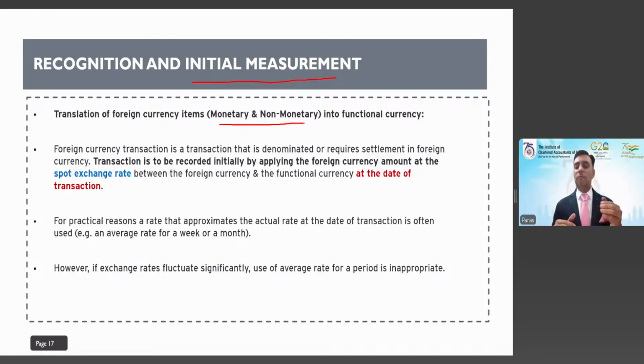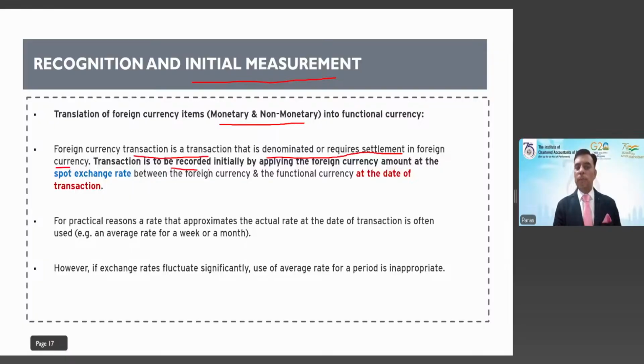That is why we have to identify whether it is a monetary item or a non-monetary item. On initial measurement date, it doesn't matter, but on subsequent recognition, it matters, right? So the standard says a foreign currency transaction is a transaction that is denominated or requires settlement in foreign currency.